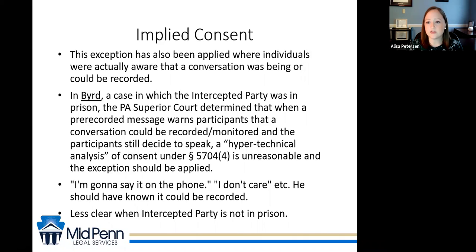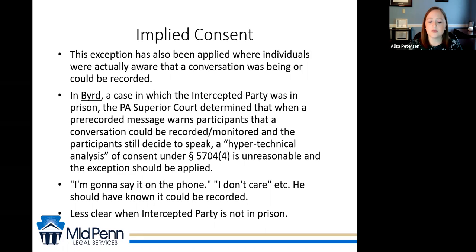And that was just based on the fact that when you make a call from prison, they have a little recording that says, this will be recorded, it could be used. So he was aware that he could be recorded and he would be. They also looked at the fact that on the phone call, Bird said, I'm going to say it on the phone, I don't care. So they said he was obviously aware that he could be recorded at any time.